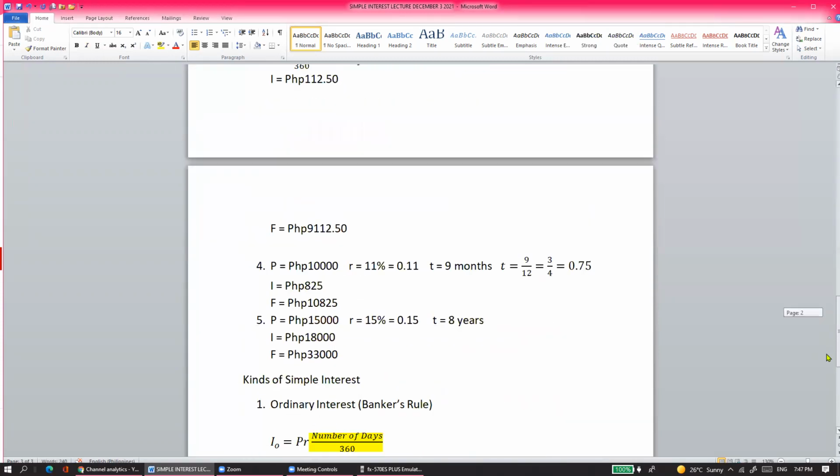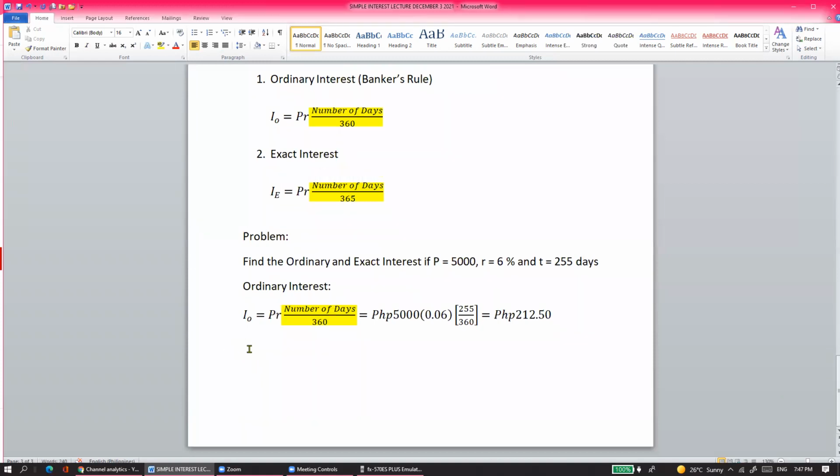Now, continuation. We are asked to find F. F is actually equal to P plus I. How much is the proceeds of the money, its accumulation, if we use ordinary interest? So definitely we'll have this value. So we have 5,212.50. And that is how to solve for the ordinary interest.